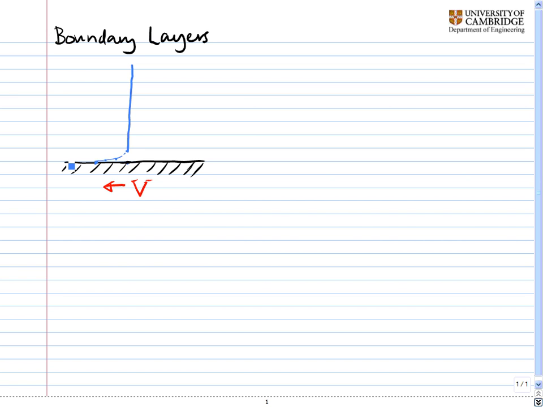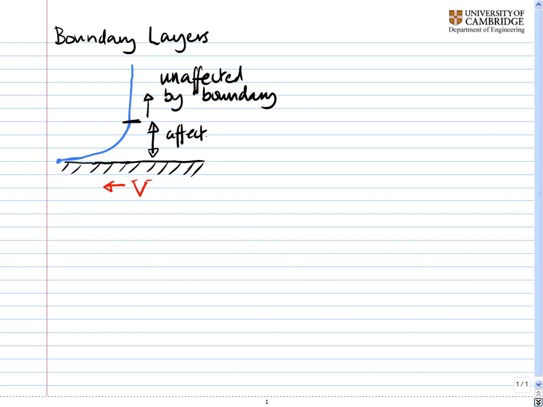After a little bit more time, the dye will have moved a little bit further downstream, and it will have affected a bit more of the rest of the fluid. And so, a little bit later on, it looks like this. And we can see clearly that we have a bit of fluid here that has been unaffected by the boundary, and a bit of fluid underneath, next to the boundary, that has been affected by the boundary. And that, quite simply, is the definition of a boundary layer. It's the layers of fluid that have been affected by the boundary, this bit here.